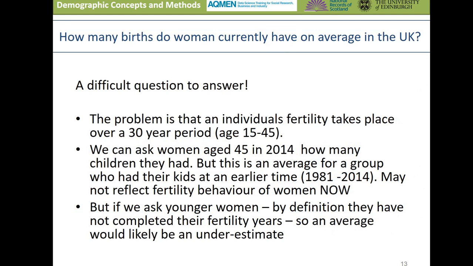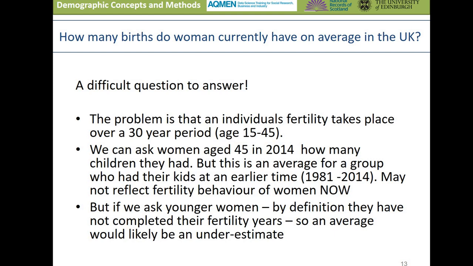If we think about the question of how many births do women currently have on average in the UK, this is actually quite a difficult question to answer. And the reason it's difficult is that many demographic processes or events take place over a long period. So if we think about an individual's fertility, this takes place over a 30-year period from the age of 15 up to around the age of 45.